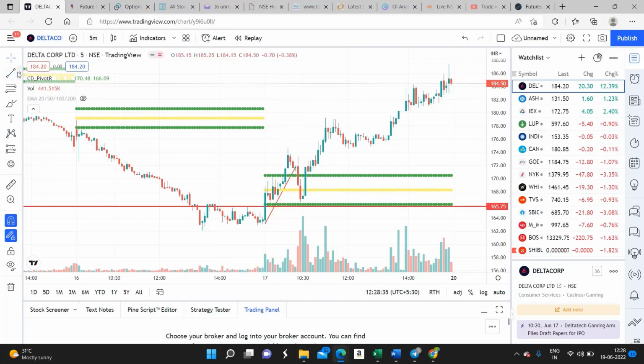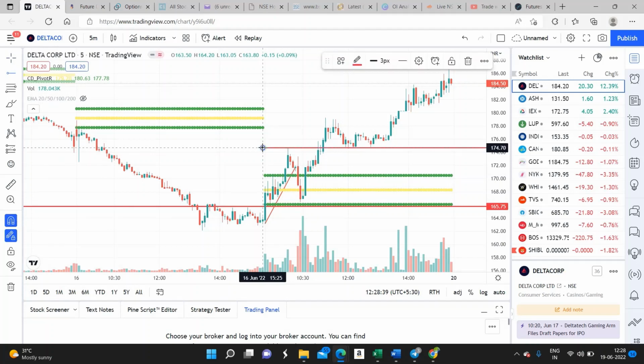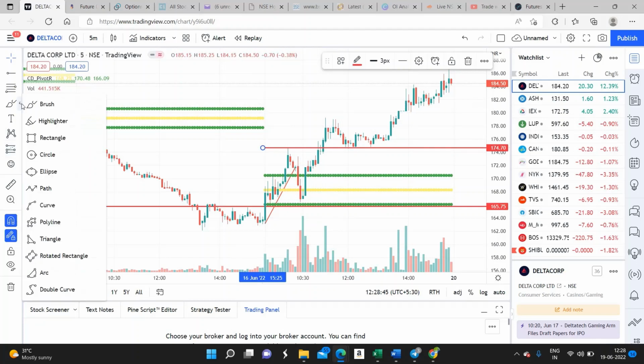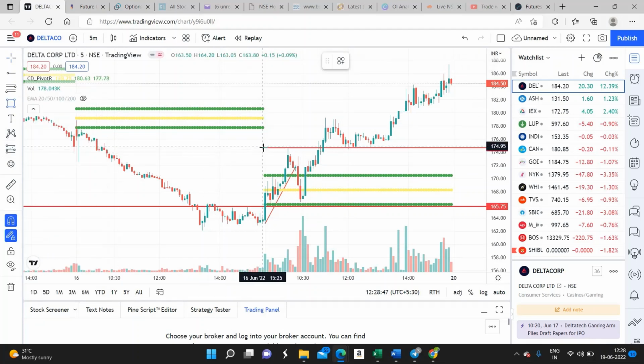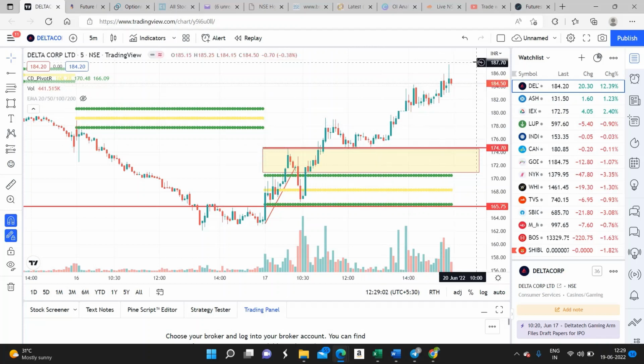So mostly what people do, they won't take that much chance. They will wait for this to break out. Once this channel is breaking out, they will get 100% confident in their trade. See how many times, 1, 2, 3 times it has taken the support here and it rallied.